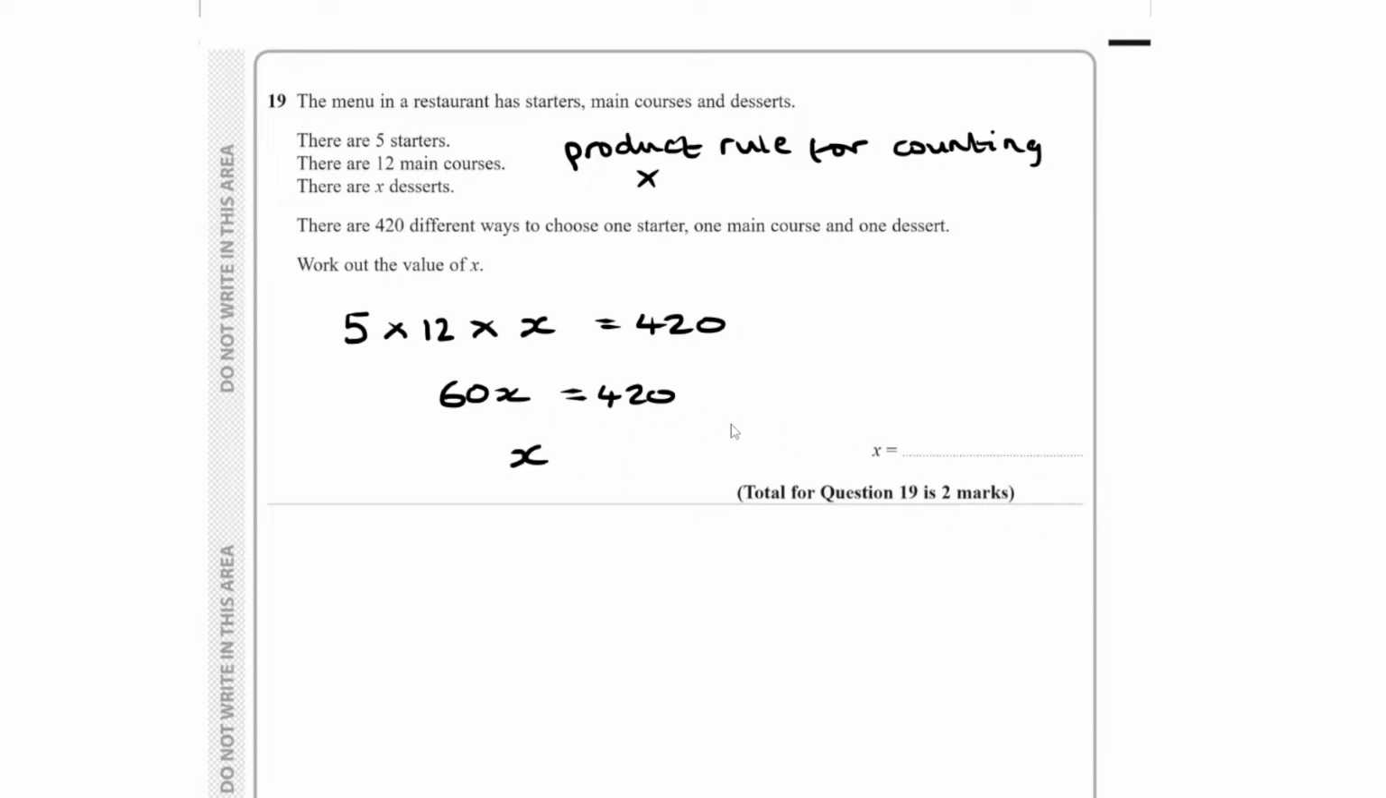Divide by 60. Again, if you want to put it as a fraction, you might be able to see the answer already, but put it as a fraction, knock off the zeros. 42 divided by 6 is 7, isn't it? So it's the product rule for counting, but this one was like working backwards.